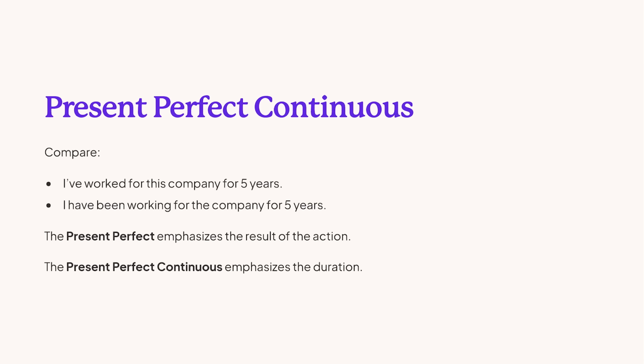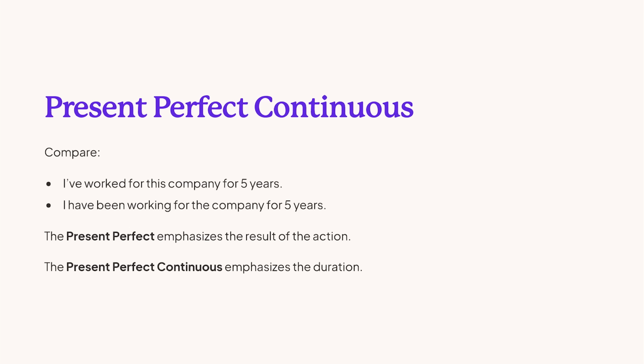Now, wait a minute, you say. What about the sentence, I've worked for this company for 5 years? What's the difference between this sentence and I've been working for this company for 5 years? Well, they are very similar, and many people use them interchangeably. However, there is a slight difference. As I showed in the previous example about Josh, the present perfect emphasizes the result of an action, while the present perfect continuous emphasizes its duration. So the difference between these two sentences lies primarily in the emphasis and the aspect of time being conveyed.